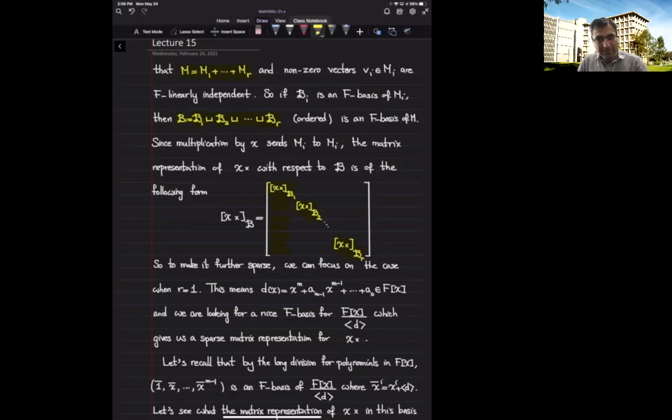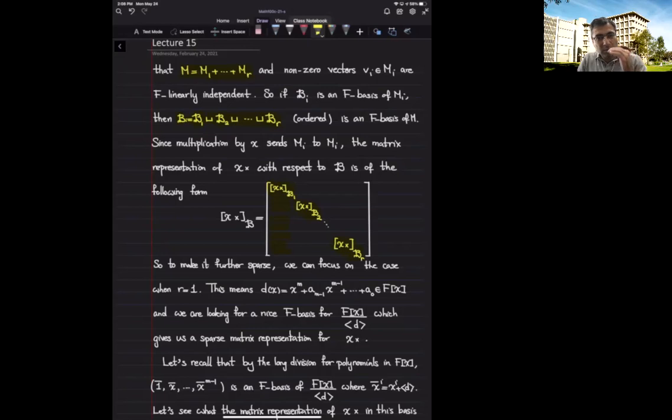And the key point is that now I have this block form for my matrix, and everything except the diagonal blocks is going to be 0, because the M sub i's are invariant under multiplication by x. When I multiply some element of M sub i by x, I end up getting another element of M sub i.